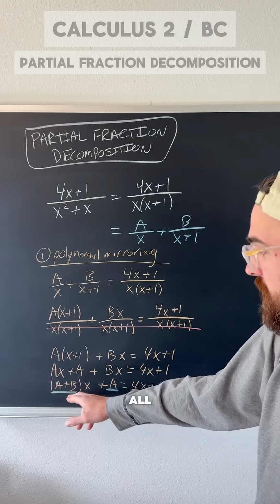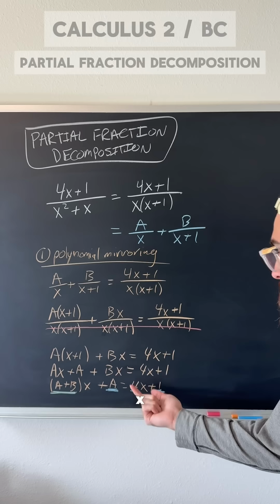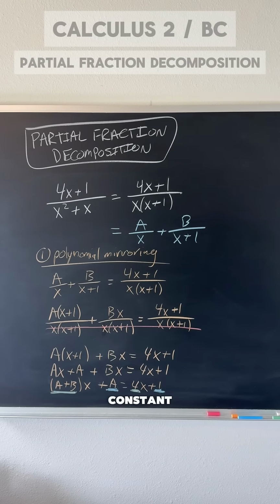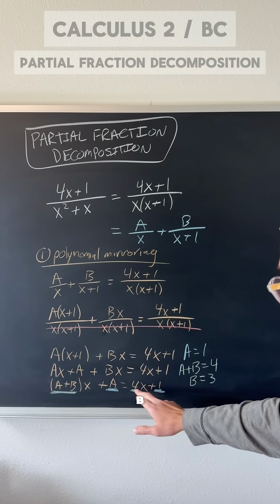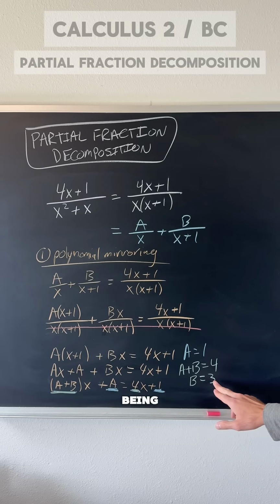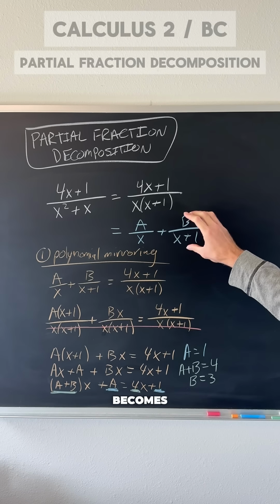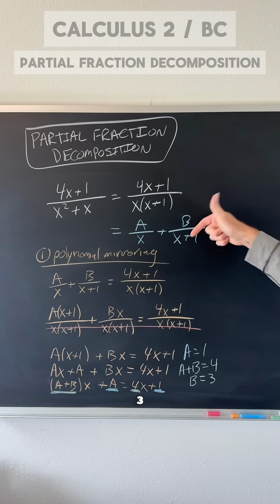I'm going to mirror all the terms on the left side with all the terms on the right side. Therefore, (A plus B) times x should equal 4x, and a constant A should equal 1, the constant on the right side. So if A is equal to 1, then A plus B being equal to 4 would give us B being 3. All I do is plug in the 1 for A and solve my equation. Great, so if I take these values and I plug in here, this becomes the same expression that I had previously. That is 1 over x plus 3 over x plus 1.